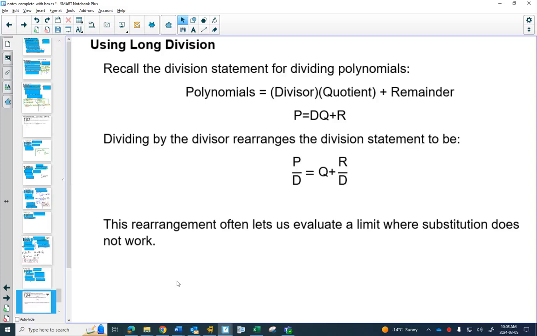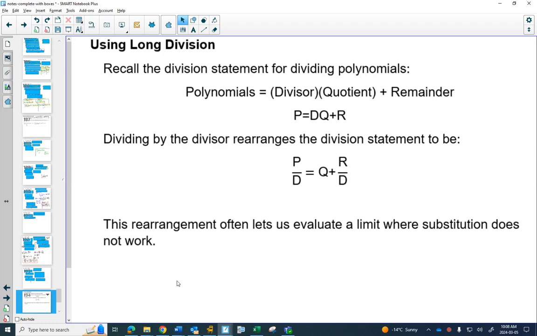A little reminder. If you did long division or synthetic division, you could write a division statement. That division statement was that your polynomial is what you divided by, times your answer, and then if there was a remainder, you had to add it. Now we could take this same division statement and rearrange it by dividing everything by d. And this is going to be helpful for us with our integrals.